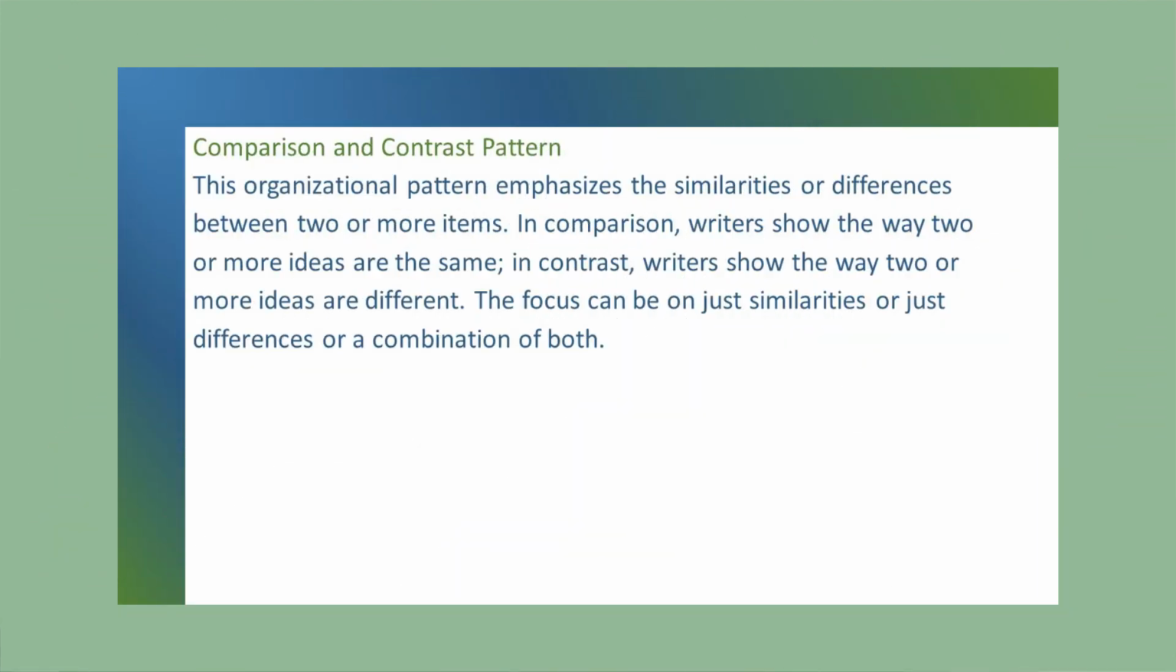The next pattern of organization is called comparison and contrast pattern. You may have seen this before if you were ever asked to describe something and compare it to something else, or describe something and talk about the differences between that and something else. This organizational pattern emphasizes the similarities or differences between two or more items. In comparison, writers show the way two or more ideas are the same. In contrast, writers show the way two or more ideas are different. The focus can be on just similarities, or just differences, or a combination of both.